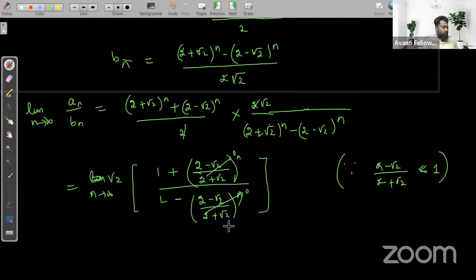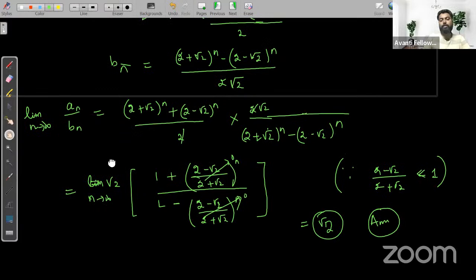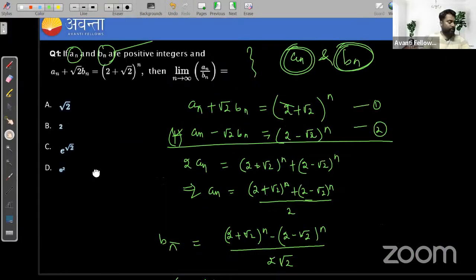Yes or no? So the limit, what we are getting, the answer will be 1 plus 0 upon 1 minus 0. So the answer is √2. Clear? Answer is √2. Clear everyone? Okay? Done. So I hope this is clear to everyone, guys. This is the first question we have discussed.